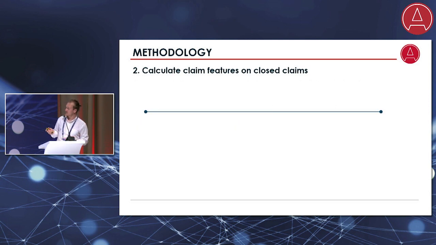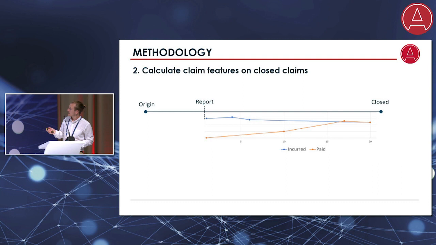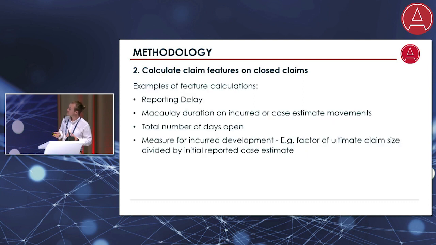So if we just look at a claim's characteristics, imagine this is a timeline. A claim originates. It gets reported at a later date. And then eventually closed. Okay? Now somewhere in between, stuff happens. We have incurred development over time with the estimates of the size of the claim, and we have payments over time as well. Now these are the key claim transactions that are proposed to be used in your claim feature calculations.